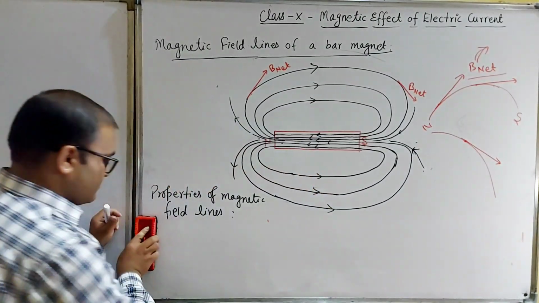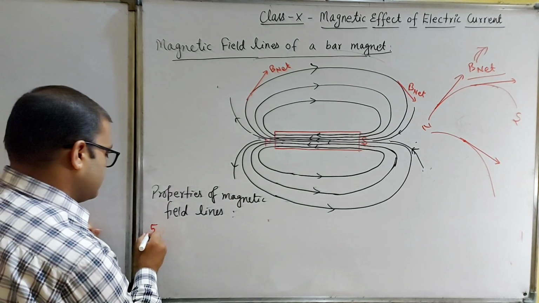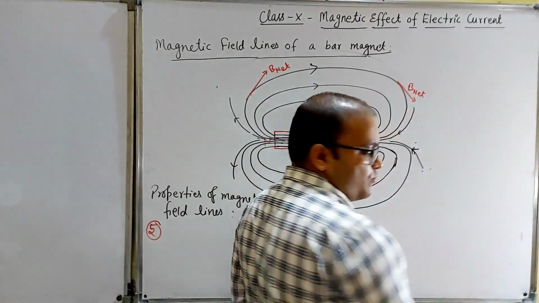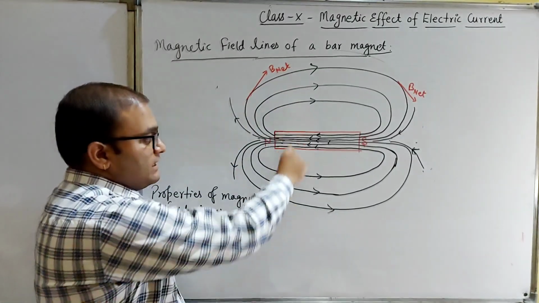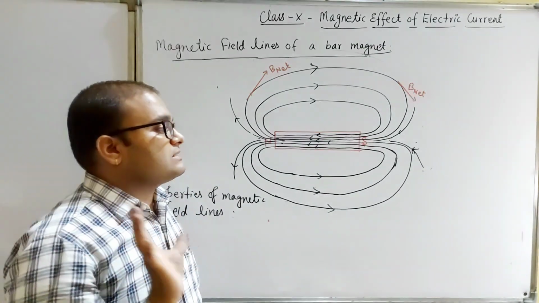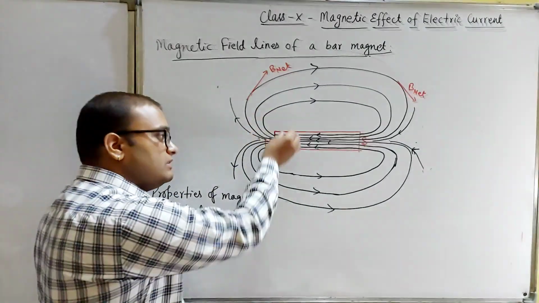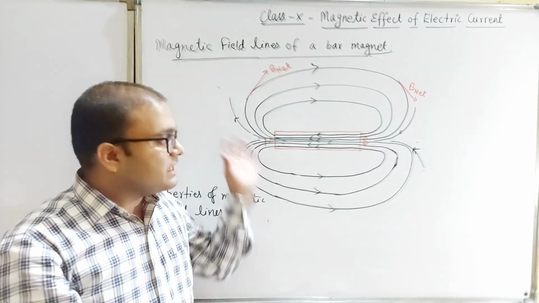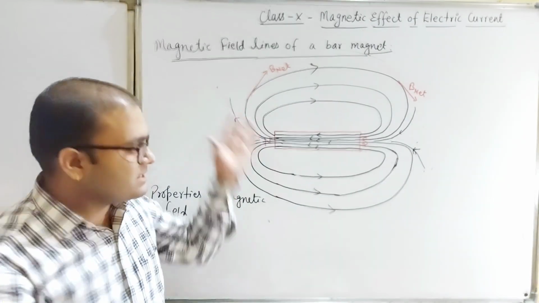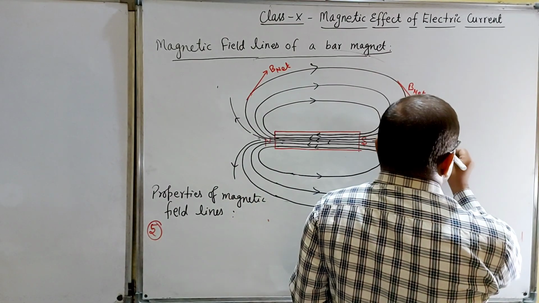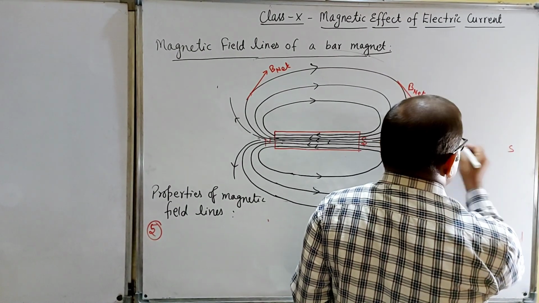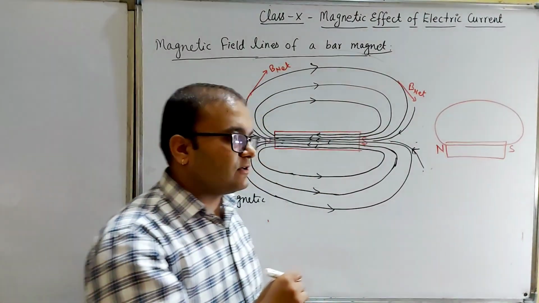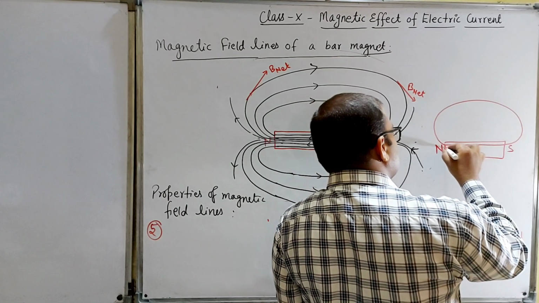Now we will discuss one more property of magnetic field lines, and this is also an important property. This property tells us that two magnetic field lines can never intersect each other. So why can they not intersect each other? If they intersect, then what will happen? Please see here. Suppose this is a bar magnet. Suppose this is one of the magnetic field lines like this. I am drawing the second magnetic field line like this.